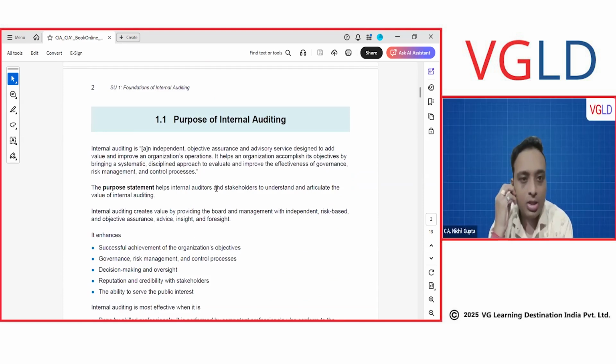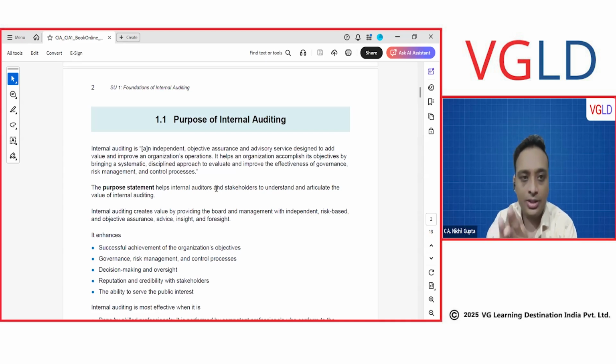Now, purpose of internal auditing. Let's begin with the definition. Why are we studying internal audit? What is internal audit all about? How can this internal auditing career help you to grow? What kind of services can internal auditing provide? What type of engagements are there? I'll tell you everything. Just start with the definition first.